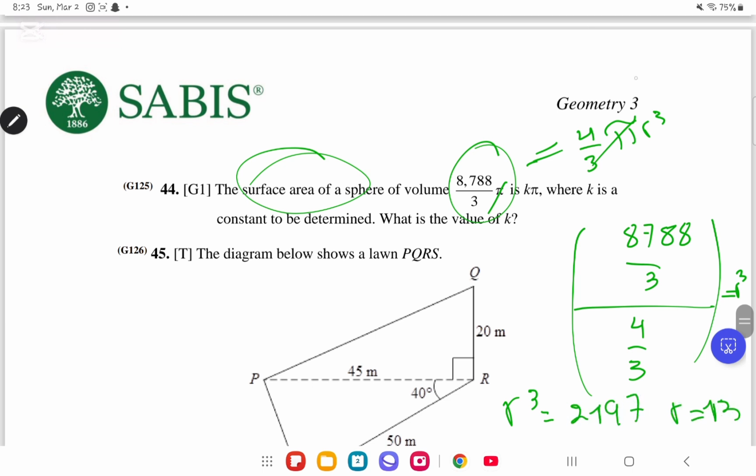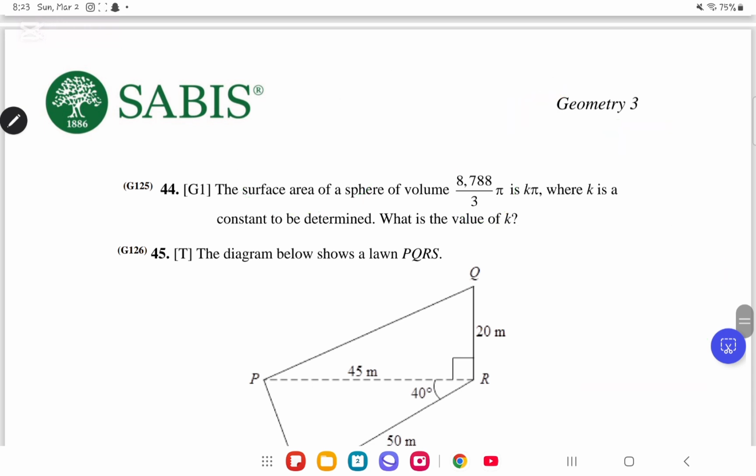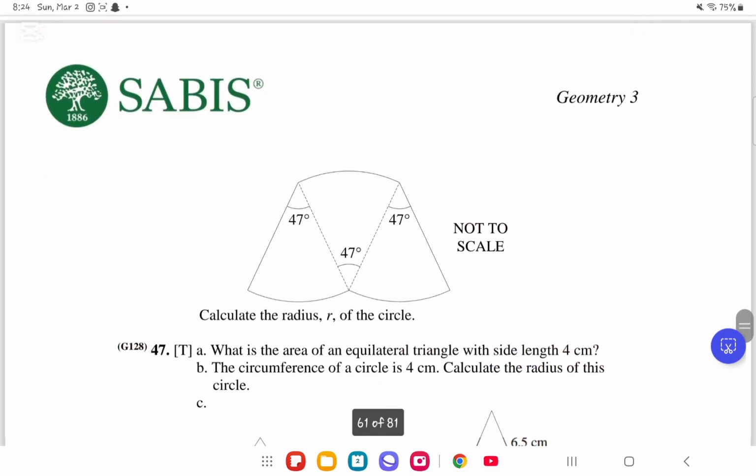Now that we have the value of r, we need to find the surface area. You know that the surface area of a sphere is 4 pi r squared. So it's 4 times pi times 13 squared. So it is 676 pi. Okay? So like that, we finished questions 42 to 44. Now we move on to question number 50.